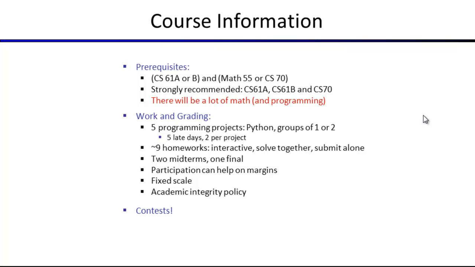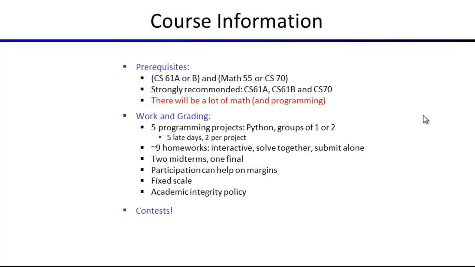What we recommend is 61A, 61B, and CS70. The work ahead of you is 5 programming projects, not counting Project Zero. You get to work in groups on the programming projects, groups of at most 2. So you might want to figure that out today, who you might want to work with.